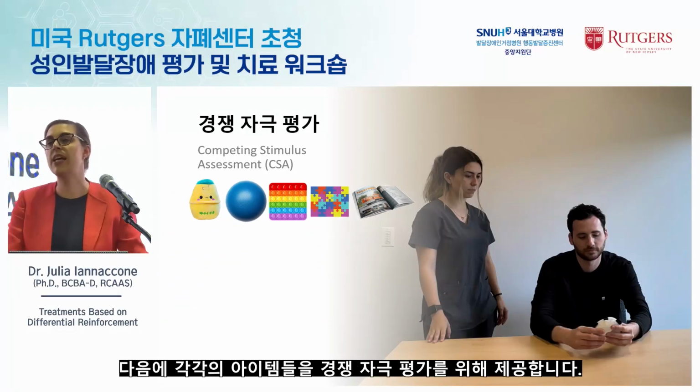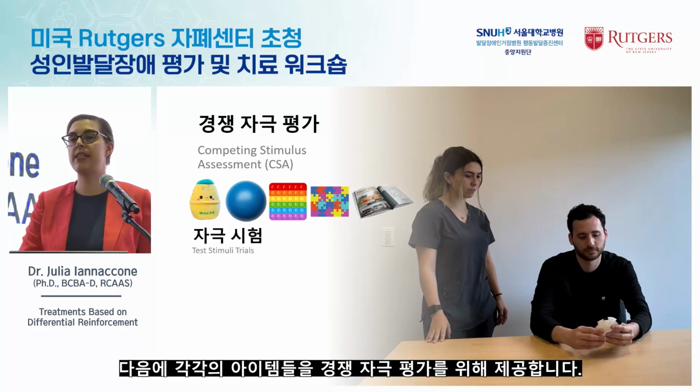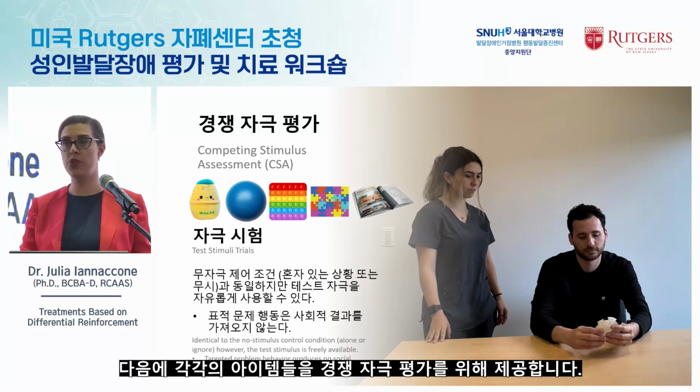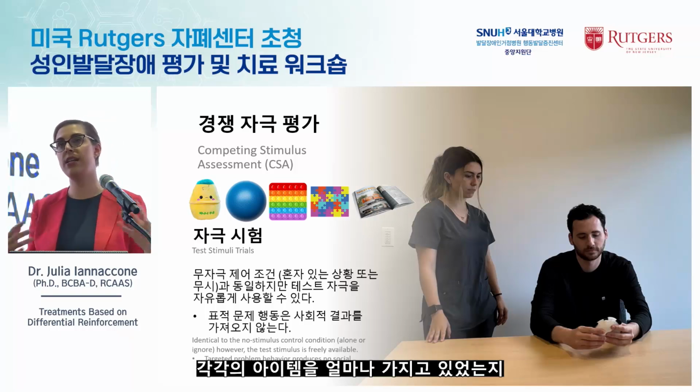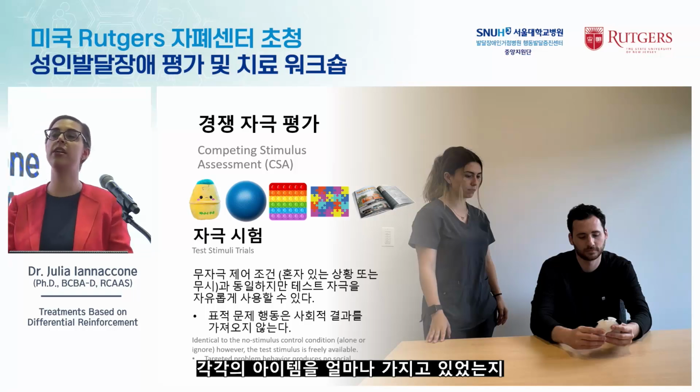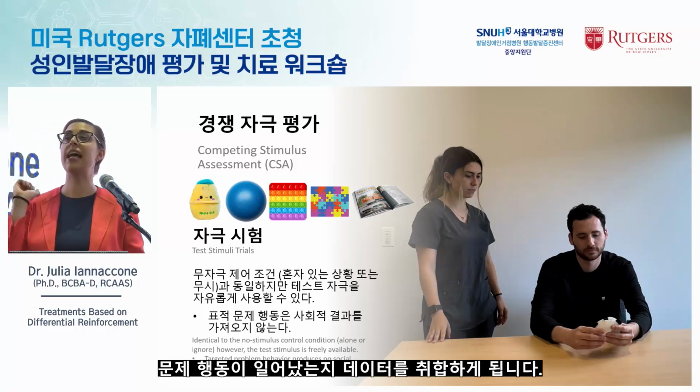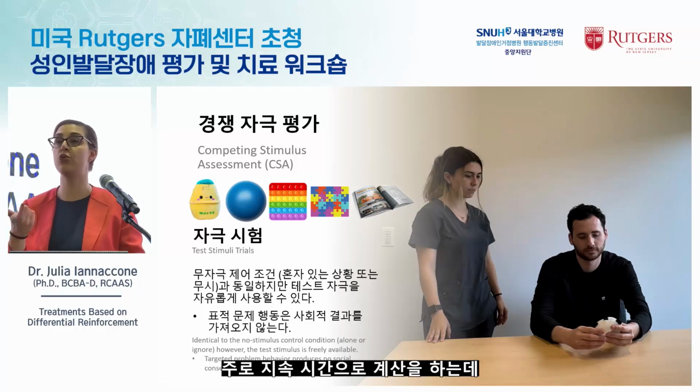So then for each of the items that you include in the competing stimulus assessment, you're going to run them all the same, just with different items. So you're going to give them the item, they have free access to it, and then if you're the data collector for this, you're going to keep track of both problem behavior and engagement.